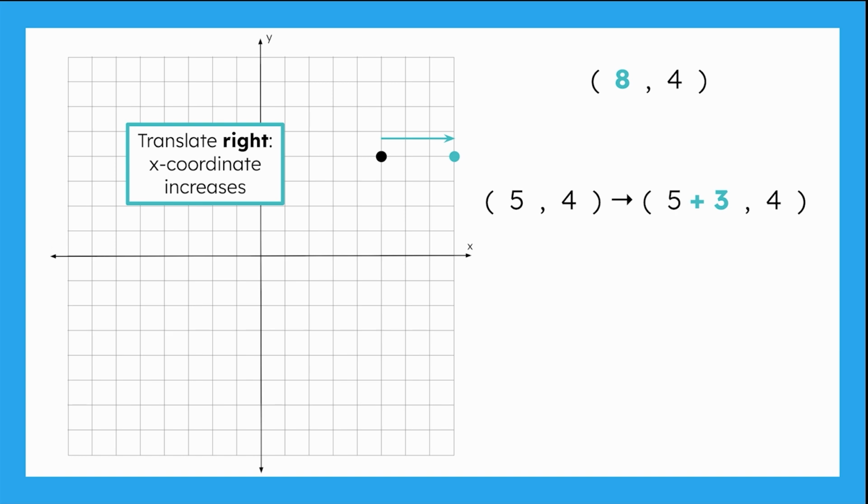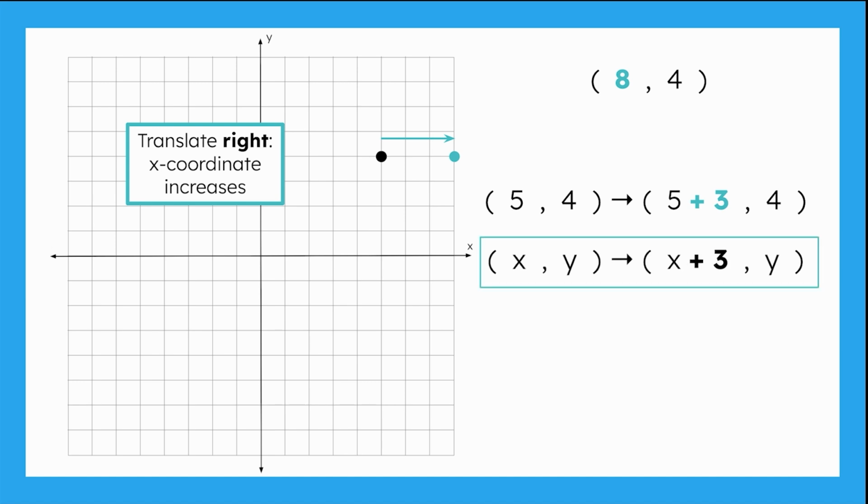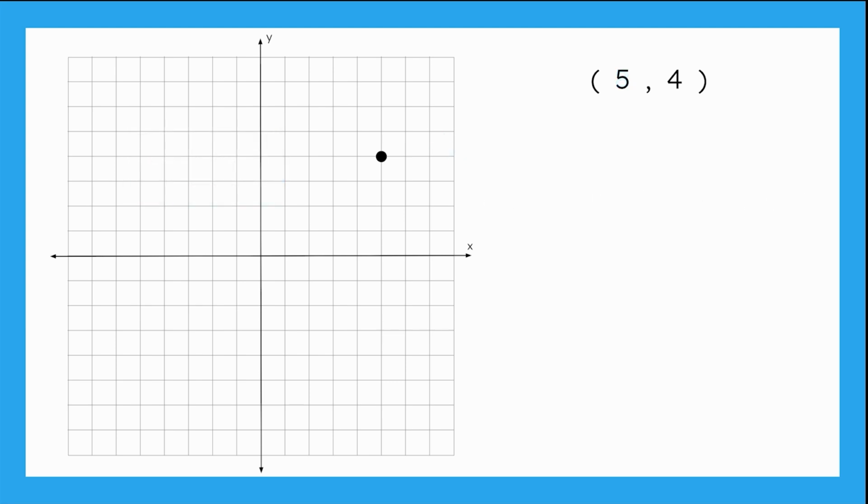Using just x and y, we can write it like this. What would happen if we translated our original point vertically instead? Let's shift this point up. What did you notice?